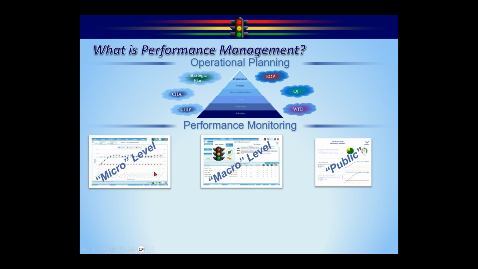Micro level will be next, and that is down at the objective and activity level. So sometimes the idea is the macro level is too high a picture to be able to see something going wrong down at the lower levels. And that's why we have the micro levels down there. So at your objective and activity level, you can look at the status down there.